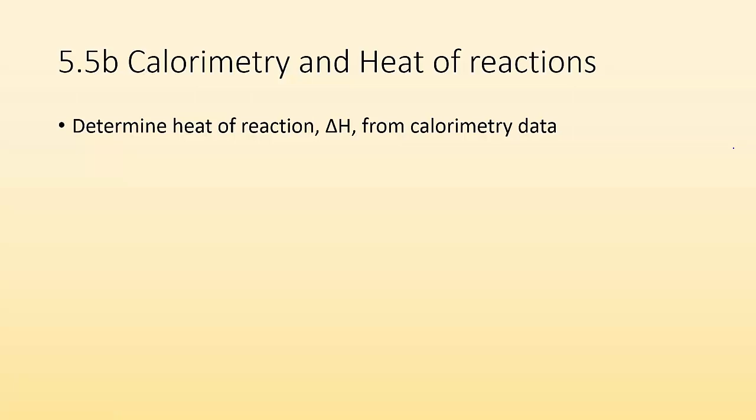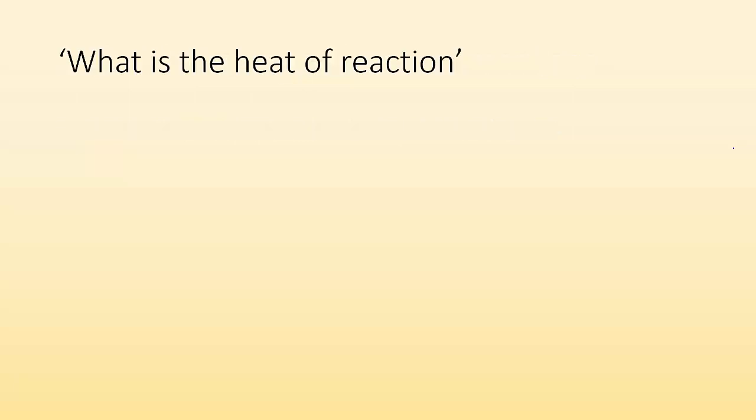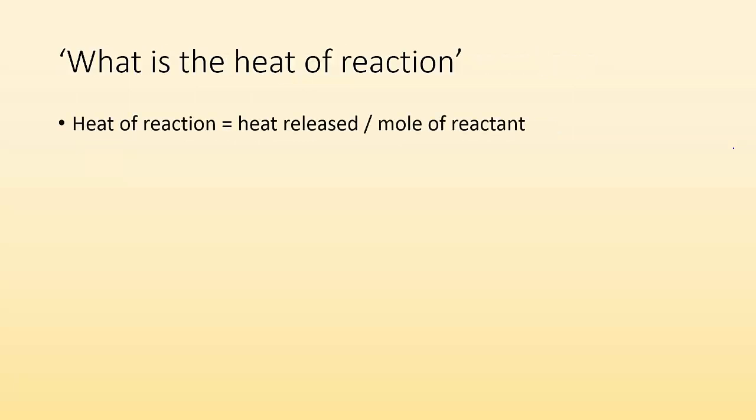Mr. Donahue here again. This time we're going to take a look at 5.5b, calorimetry and heat of reaction. So our objective will be to determine heat of reaction, delta H, from calorimetry data. So first off, what is the heat of reaction? Well, the heat of reaction is the heat released per mole of reactant. That's usually what we're interested in, like kilojoules per mole. So delta H is going to be equal to negative Q divided by the number of moles.